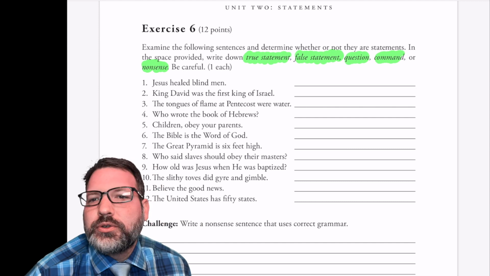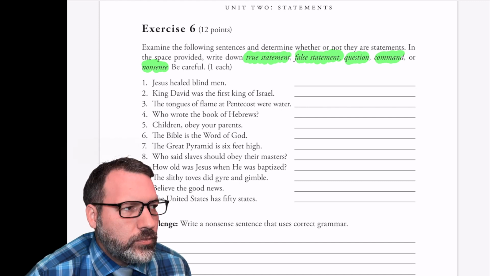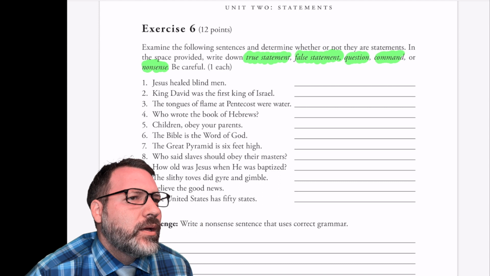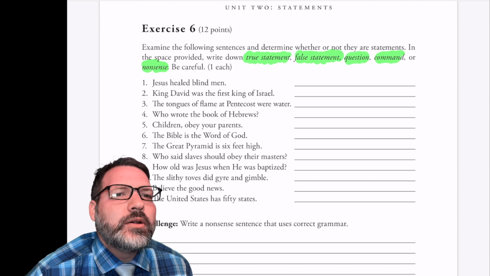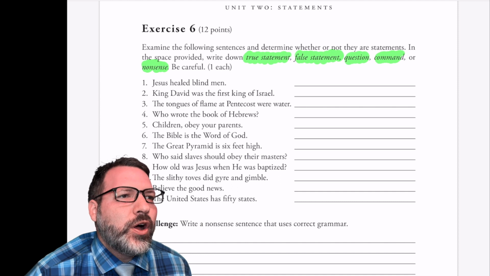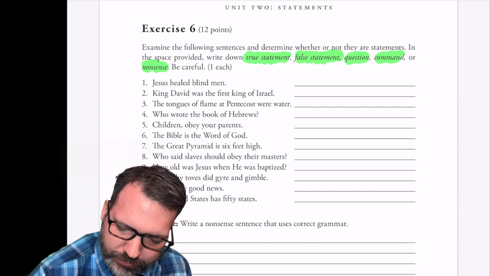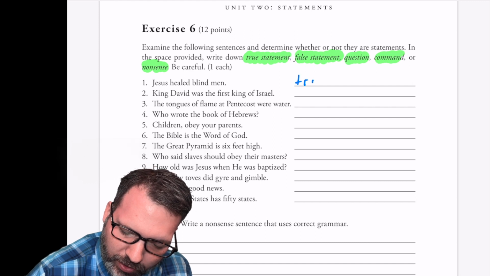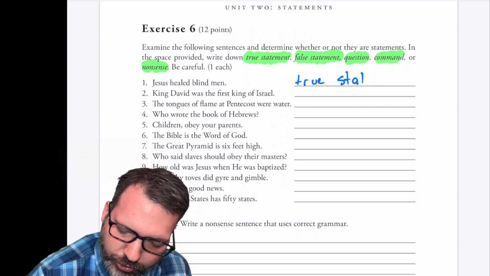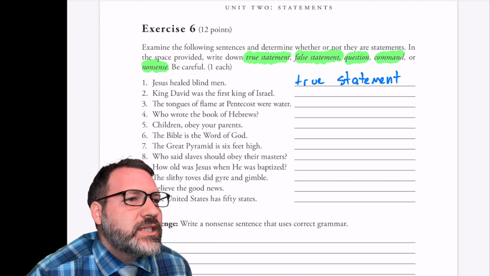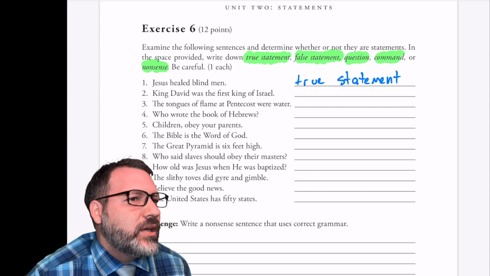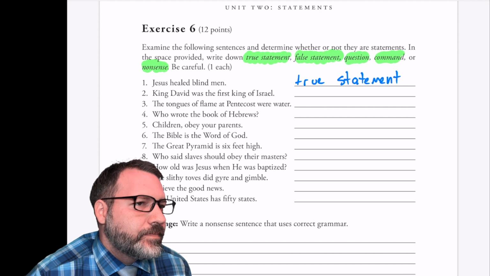For example, let's do number 1 together right now. Raise your hand. Jesus healed blind men. Nicholas, is this true, false, a question, a command, or nonsense? True. So we would write down, this is simply a true statement. And then I want you to do the same thing for the next 11 sentences.